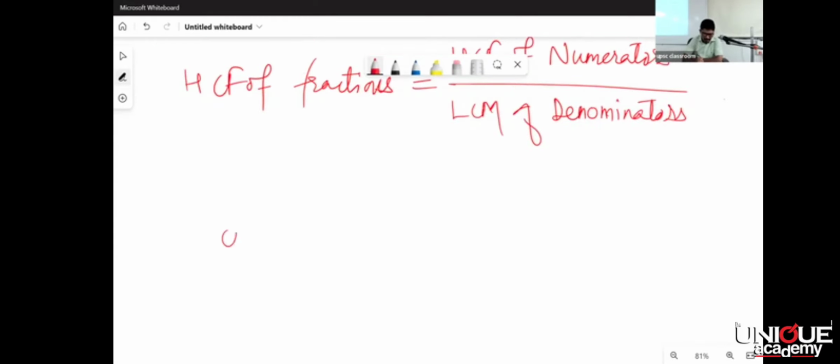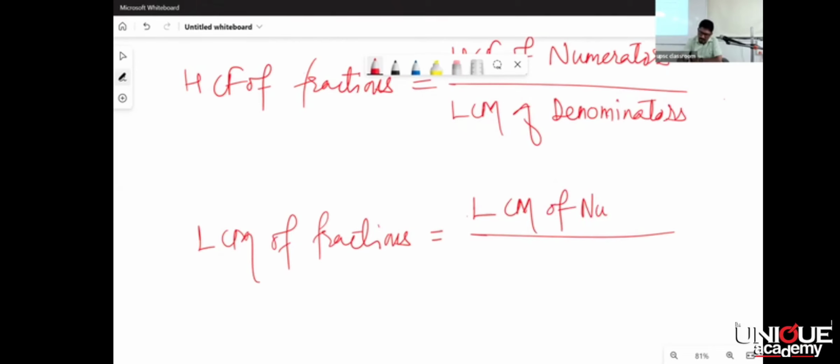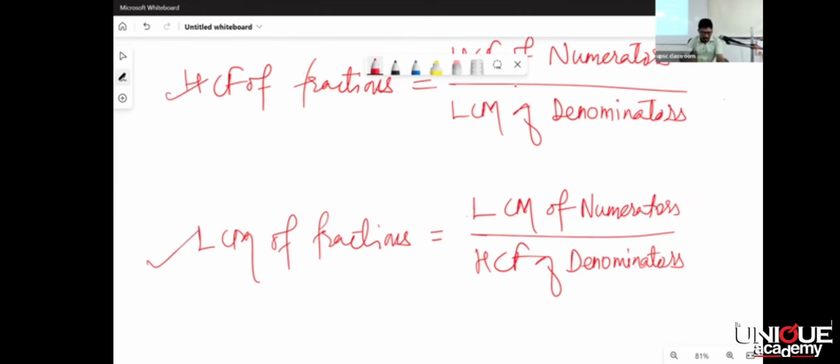Now on the next line you write the LCM of fractions. What is the LCM of fractions? LCM of numerators upon HCF of denominators. So you can get the sense. The LCM of given fractions is again a fraction whose numerator is the LCM of all numerators and whose denominator is the HCF of all denominators. Is it clear? So in this you only need to put in numbers.